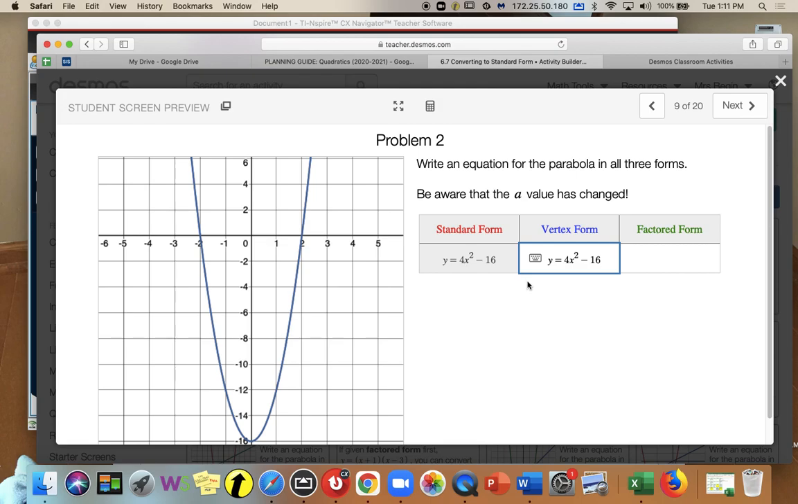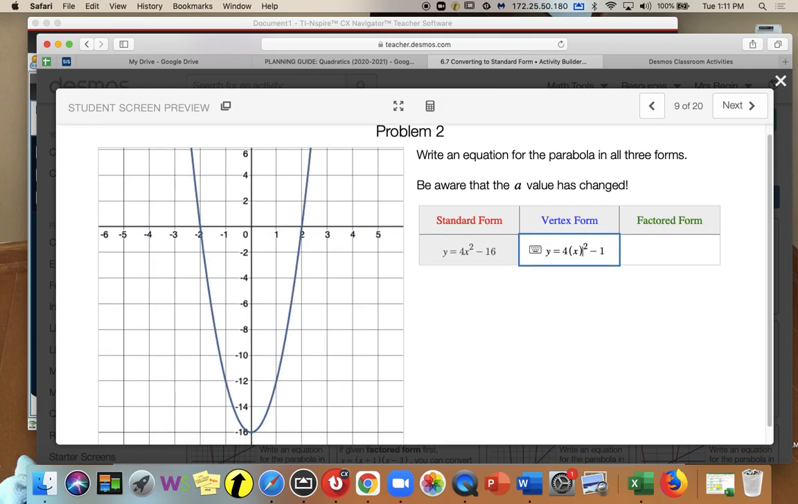And then we can see that here vertex form is actually the same as standard form because it doesn't shift left or right, so it's the same. So I don't need those parentheses. All right, factored form. Let's look at the zeros and do the opposite. So y equals, the opposite of negative 2 is 2.